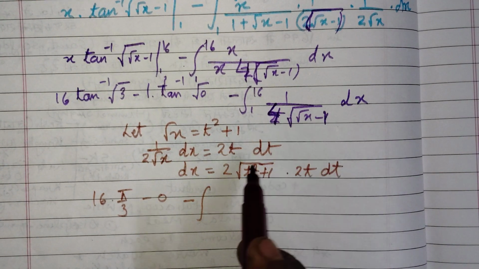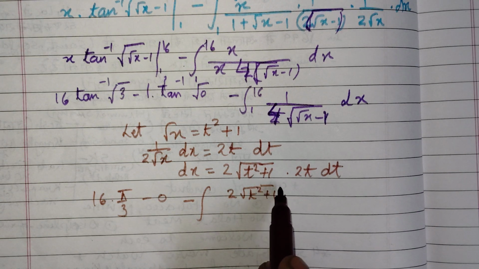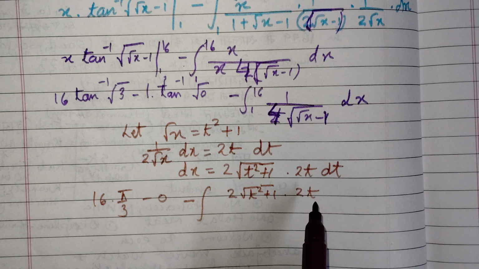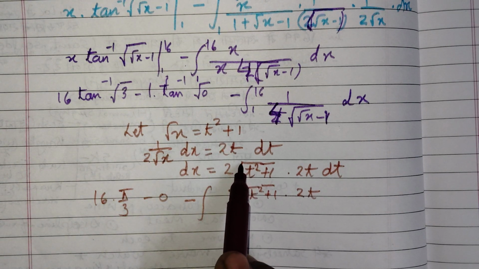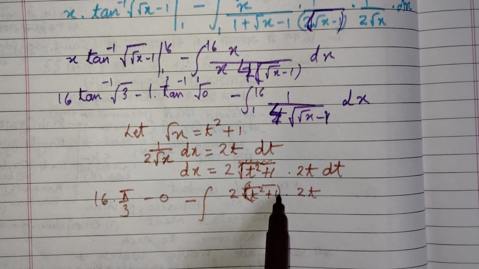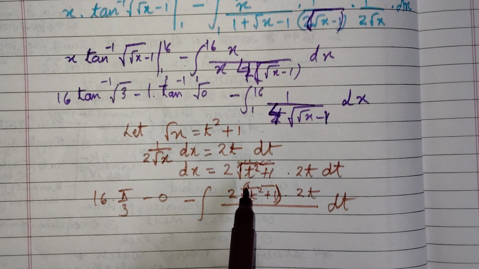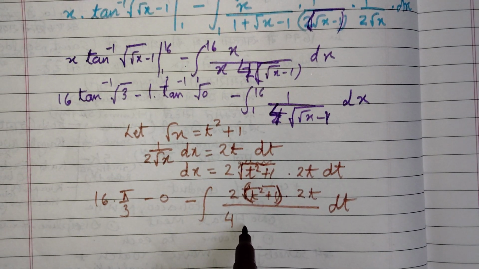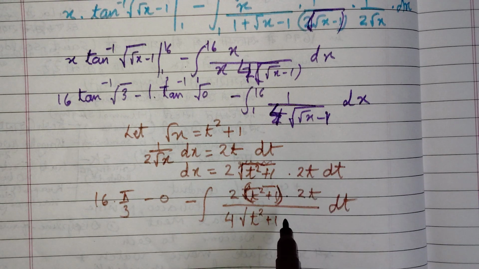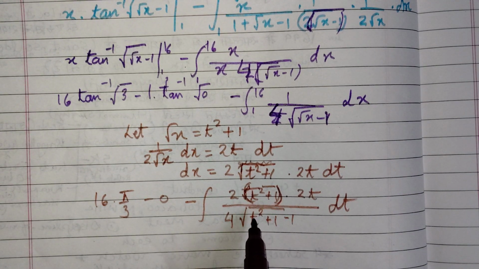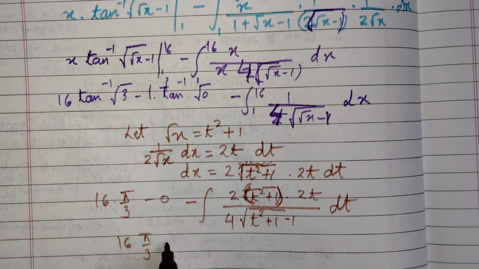then 1 upon dx value we plug in, 2 square root t square plus 1 into 2t. There is no square root because square root x is t square plus 1. So square root cancels out, only t square plus 1 is there, upon dt also, upon 4, and in the square root x we plug in t square plus 1, and this minus 1 as it is we write. So plus 1 minus 1 cancel, only square root t square, it gives us t. 16 pi over 3, so this 0 is eliminated, minus.